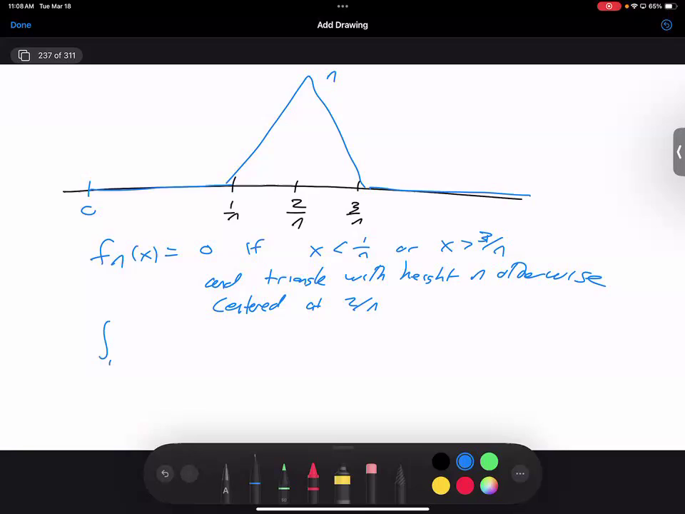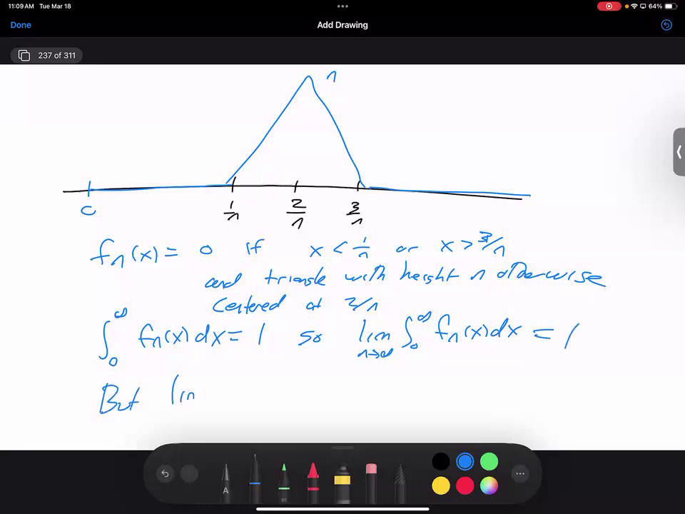What's the integral from 0 to infinity of fn of x dx? So for any n, I've got a triangle of base 2 over n and height n. What's the integral? It's just 1, right? So the limit of the integral of fn of x dx, what would that limit be? If it's always 1, what's the limit? 1.